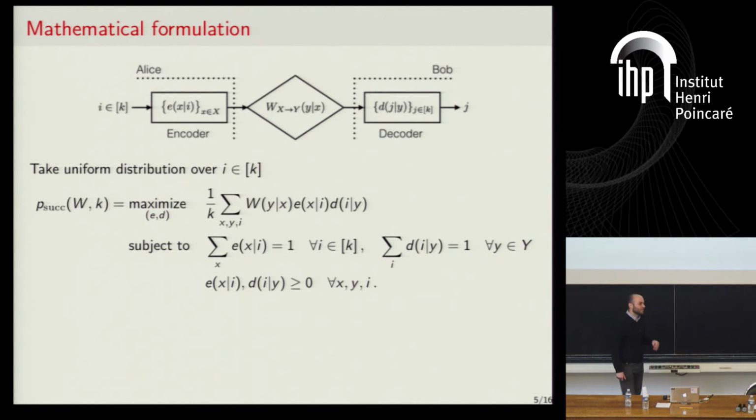Of course, my encoder and decoder are limited. They have to be probability distributions. So the constraints are that for any I, I encode a message I into exactly one x, so if I sum over all x's, it's a valid distribution for all I, and the same for the decoder. For all outputs of the channel y, the sum over I of d of I given y is equal to 1. And of course these should be probabilities. So this is exactly my problem.